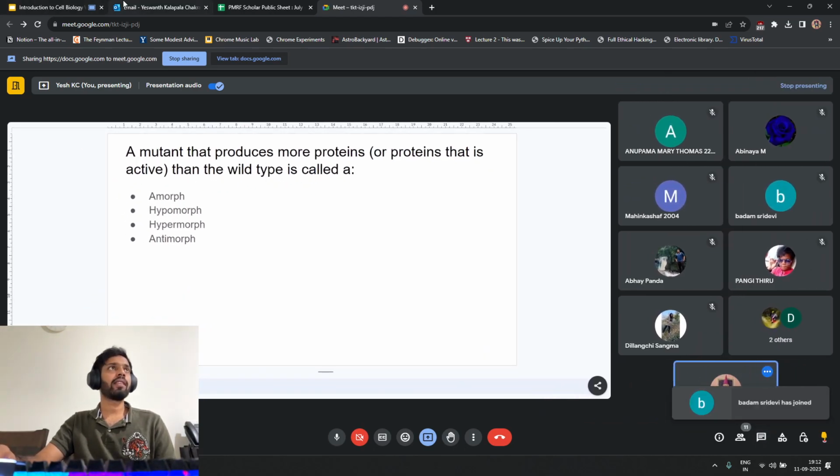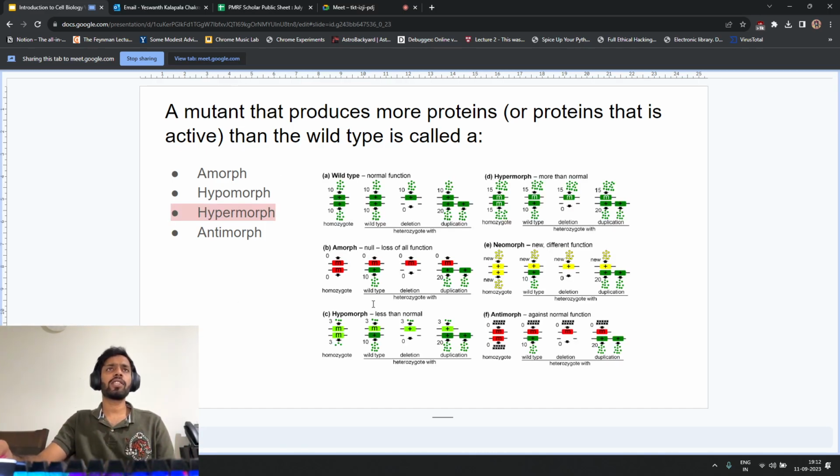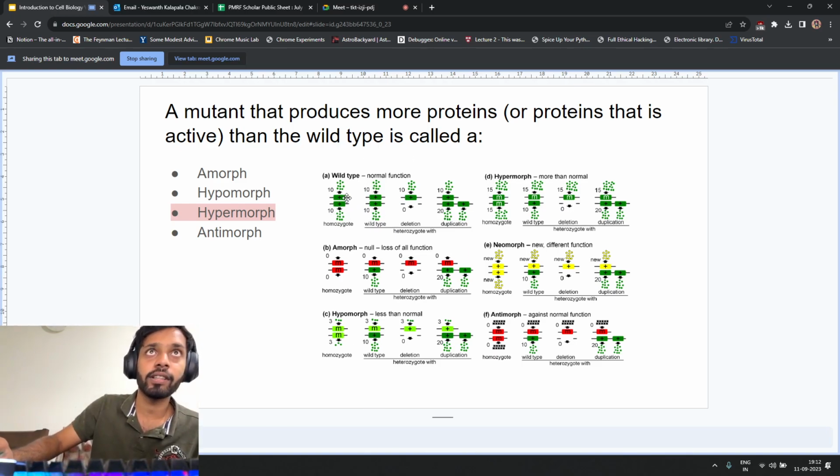Hypermorph. Okay. Yeah, so essentially it's called a hypermorph mutant. So hyper meaning more and hypo meaning less. So the name itself sort of suggests. So just to briefly go through the different mutants. Don't consider the deletion and duplication part. Let's just look at the homozygote and for the most part the wild type part of this figure.